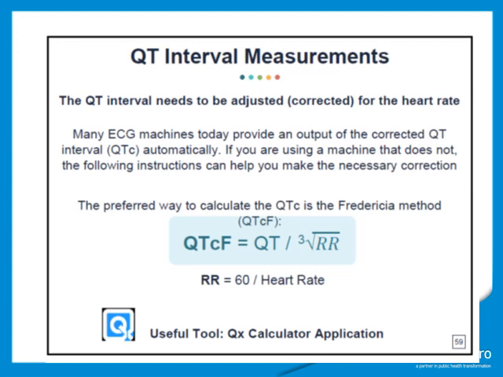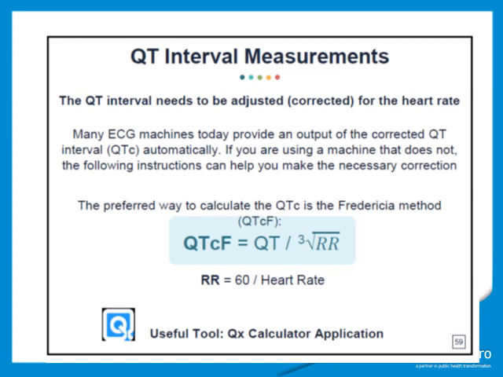Unfortunately, this is not the end of the calculation, as it has to still be adjusted for the heart rate. So the QT interval will vary depending on how fast your heart is beating. You can use that nice complicated calculation there. That's called the Fridericia method.